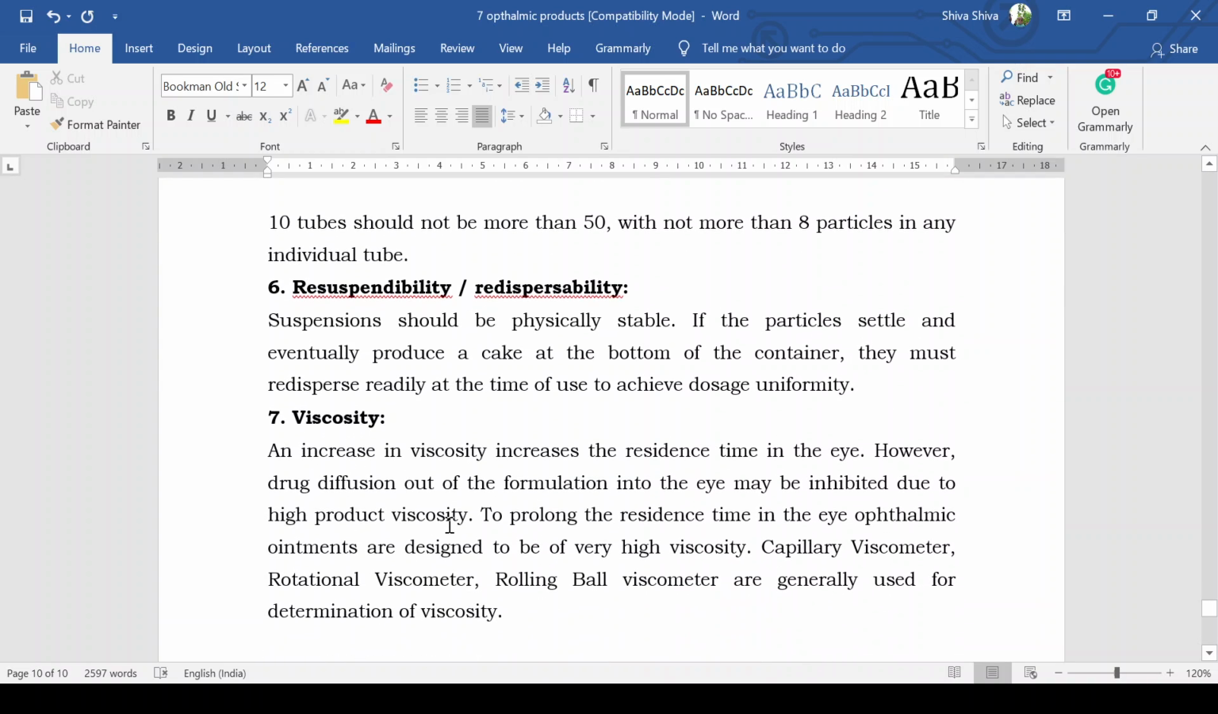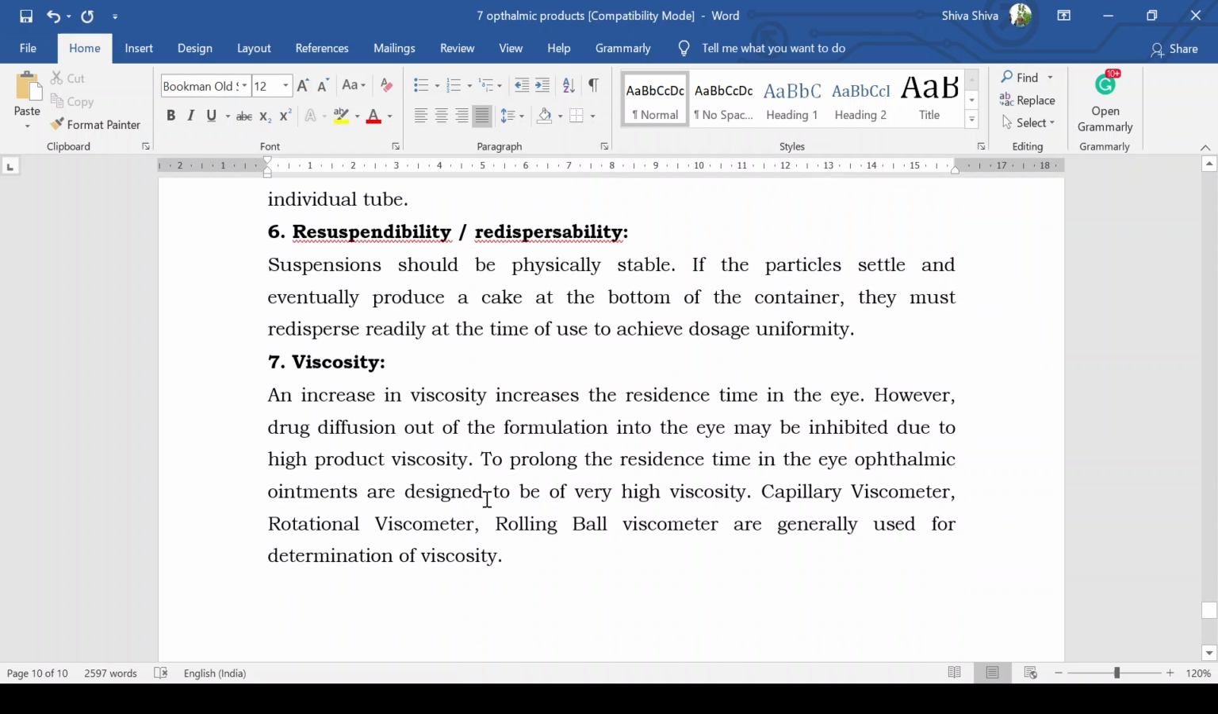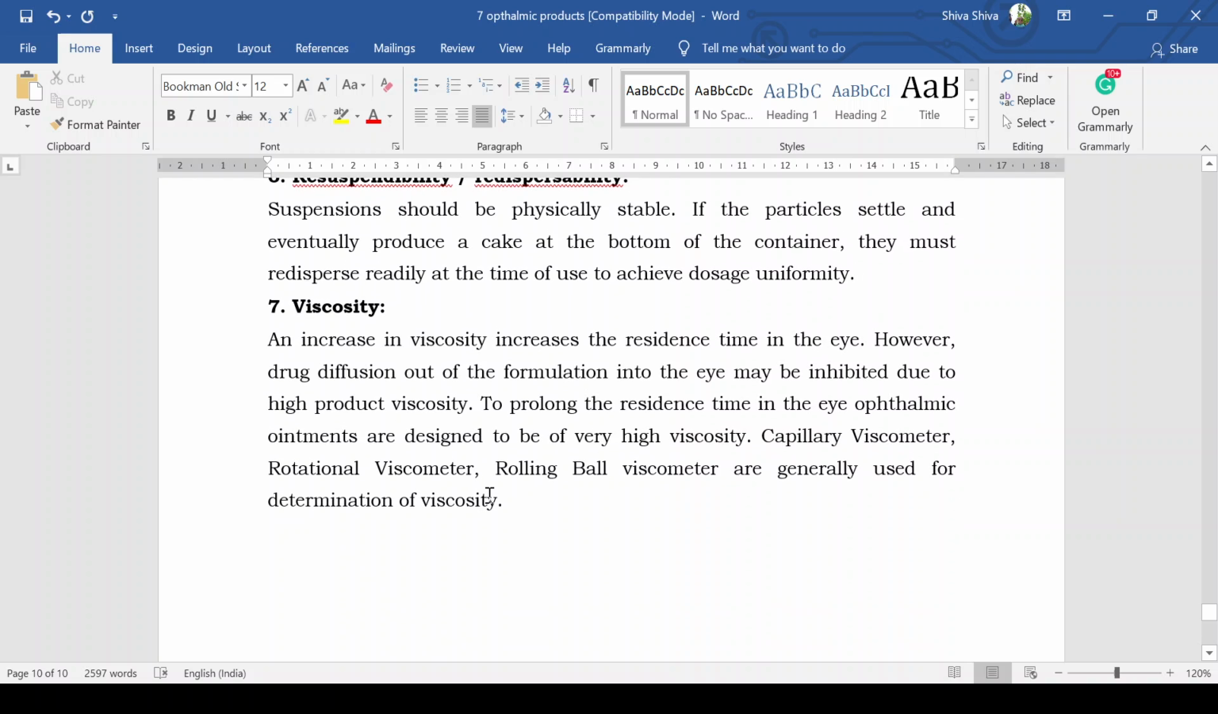Then the resuspendibility, or redispersibility, test. Suspension should be physically stable. If the particles settle and eventually produce a cake at the bottom of the container, then they must be redispersed easily upon shaking. The last one is viscosity.